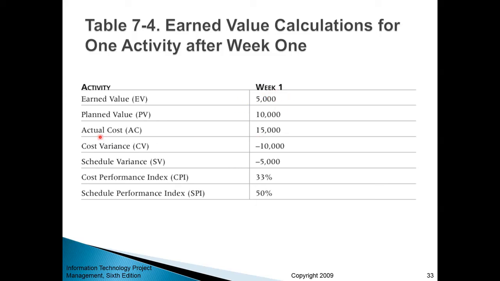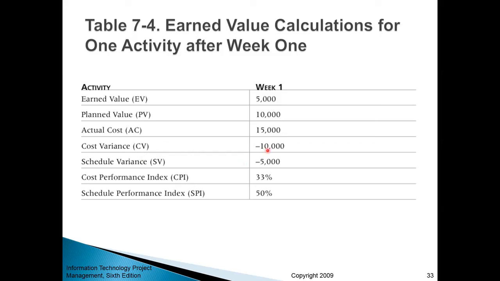Now imagine the actual cost for you to install the server was $15,000. So in other words, you were planning to spend $5,000, then you realize that this is not enough, you need a more powerful server, then you realize that you underestimated the labor cost, so you ended up spending $15,000. So look, your planned value was $10,000, right? But your actual cost is $15,000. So the cost variance becomes minus $10,000, right?